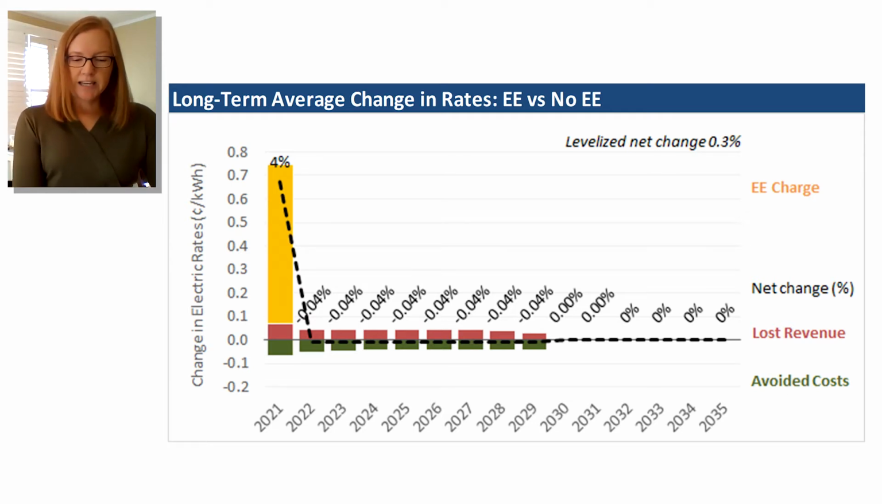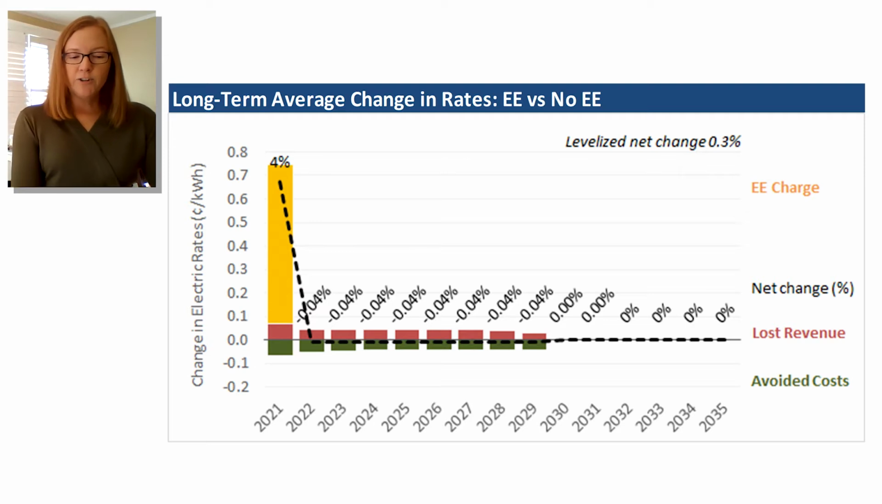Then you also see the impact of lost revenues, which I believe is showing up in red or orange on this graph. This happens when over time customers implement energy efficiency measures and it reduces sales to the utility. The utility has a set portion of fixed costs that they have to recover, so they're now recovering those fixed costs over less sales, which can increase rates overall to all customers.